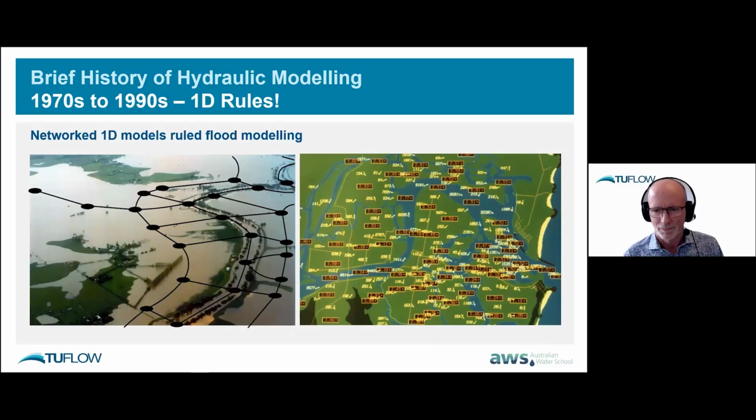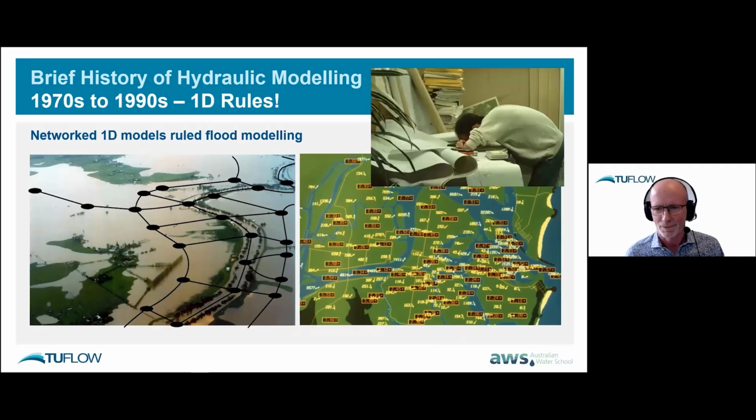That's how we used to work with our models, and that's where I cut my teeth. And sometimes we cut it pretty hard because there's a lot of paper involved, and this was not an uncommon place for my head to end up at the end of the day.